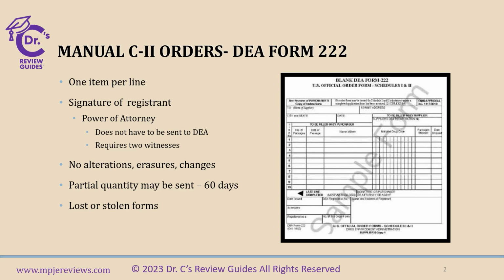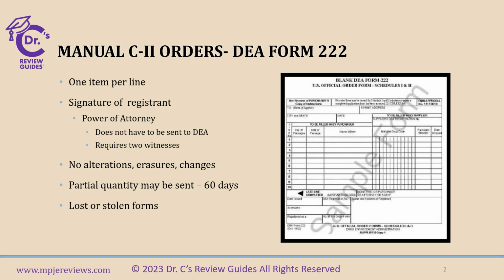When a supplier receives your 222 form and they prepare the drugs to be sent to you, they could send a partial quantity. Let's say you ordered 6 bottles of a Schedule 2 drug and they don't have the full quantity. They could send you a partial quantity, but they only have 60 days then to complete the rest of that order. After 60 days, the order form becomes null and void, and you would have to reissue another order.